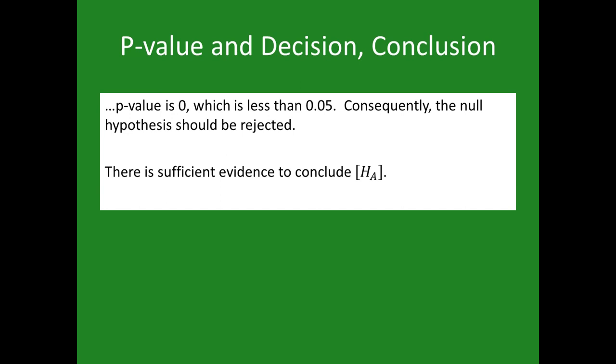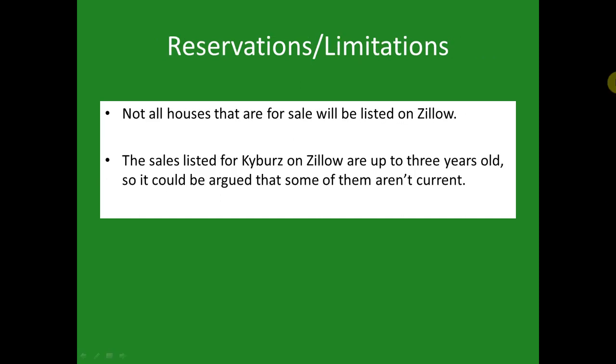And if you're rejecting the null, that means you have sufficient evidence to conclude what's in the alternative, which in this case, I suppose, would be that the median value of houses in Kyburz is less than $466,800. Next, reservations or limitations of the conclusion based on the way the sample was taken.